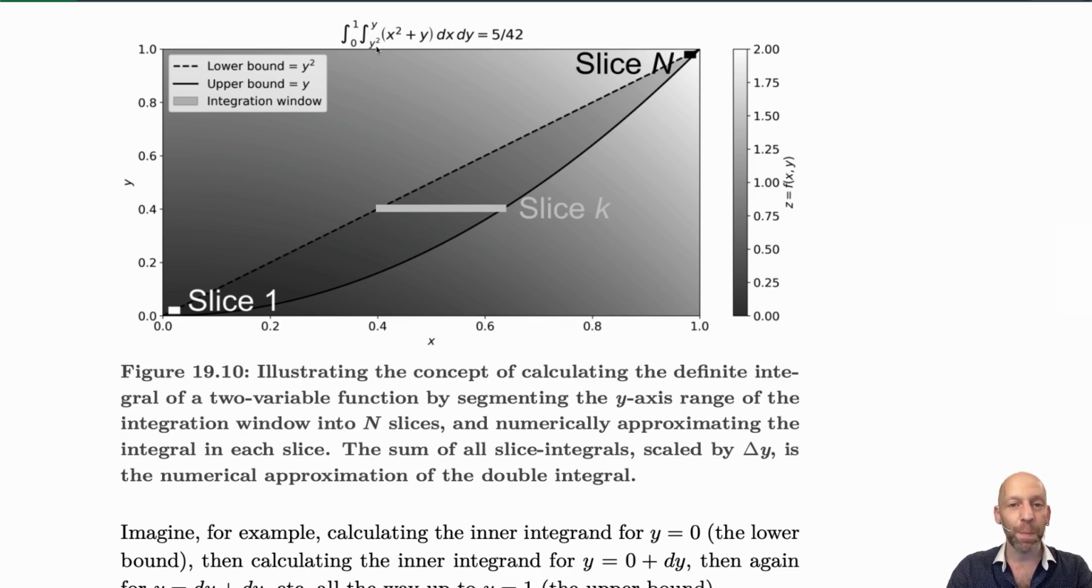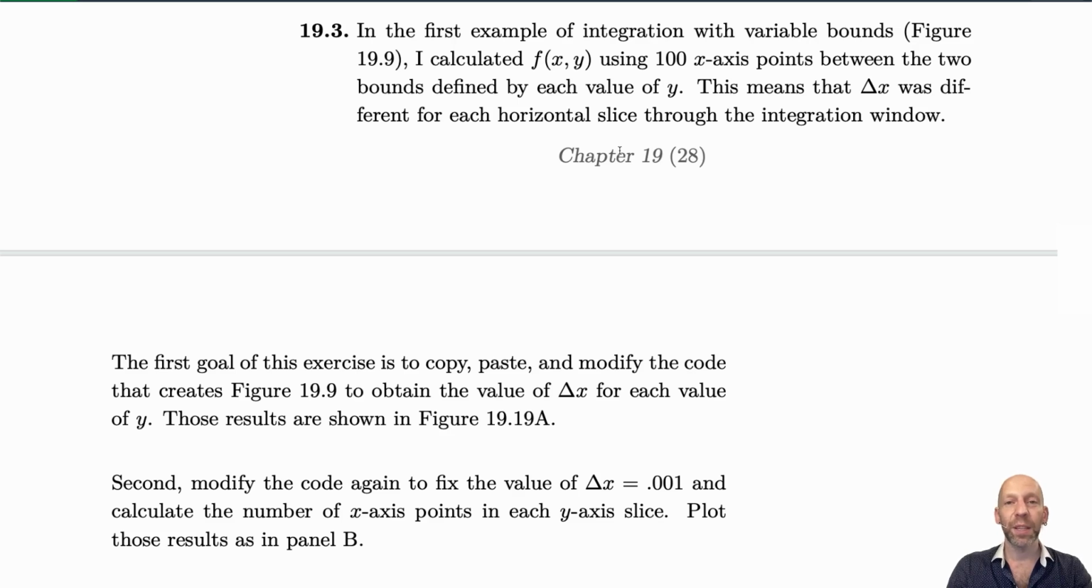window of integration. Conversely, if we were to say we always want to have 100 points of x to integrate over, well, 100 points here for slice 1 is very small, so delta x will be tiny, versus 100 points spanning this x-axis subdomain here, which is going to involve a larger delta x. And then here we have a smaller delta x. With that illustration in mind, now we can get to the instructions for exercise 3.